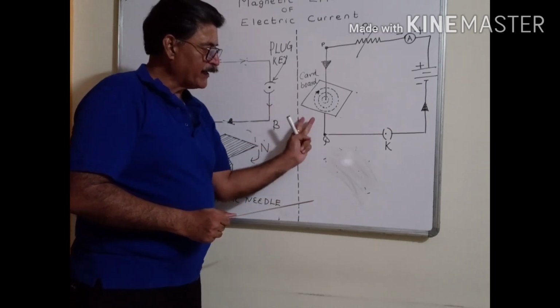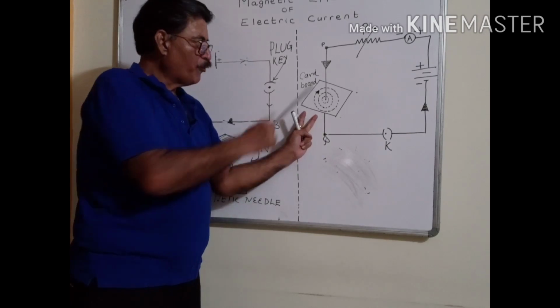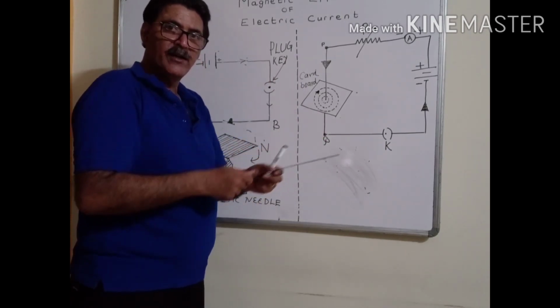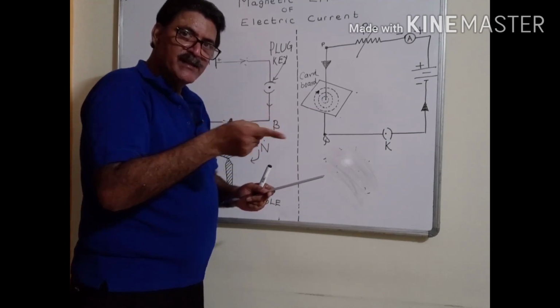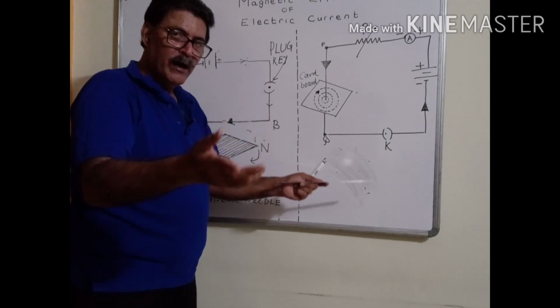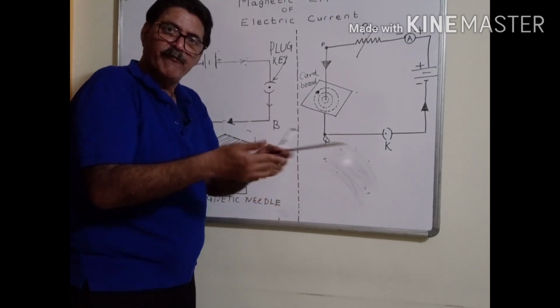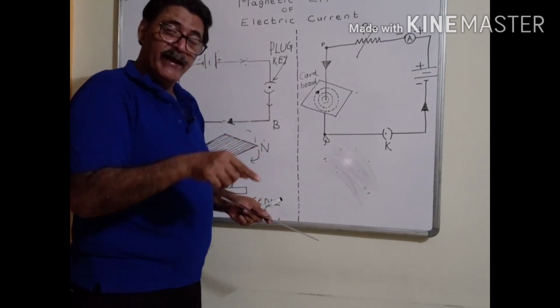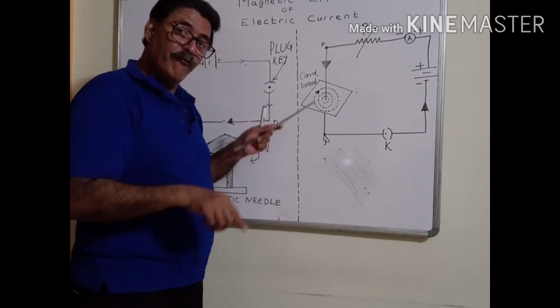Because here also you can keep a compass needle. As soon as you pass current through this wire, you will find that the magnetic compass needle is undergoing some type of change in its direction, right? That means when current is flowing through PQ, a magnetic field is produced, causing deflection in the magnetic needle, and the magnetic field has magnetic lines of force.